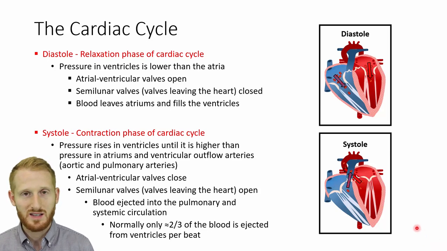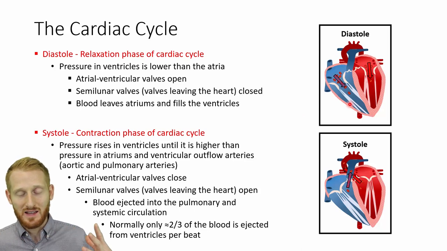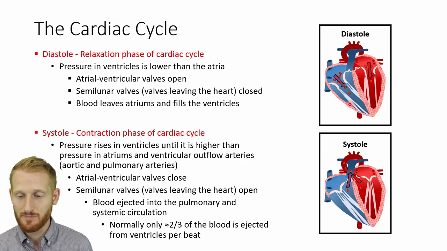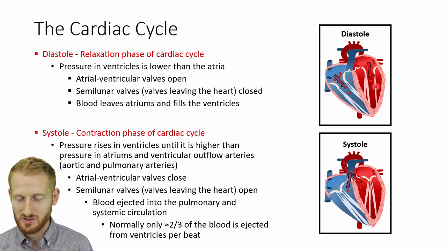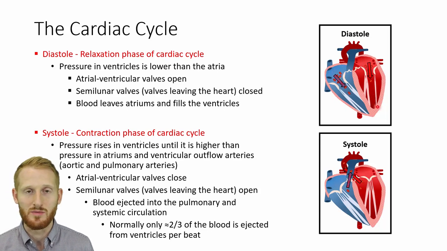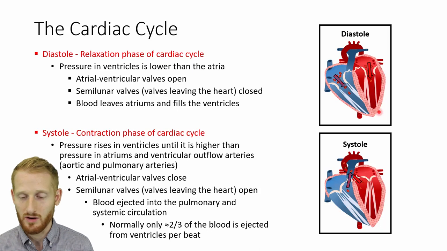So the cardiac cycle can be split up into diastole and systole. Diastole is the relaxation phase of the heart. This is the period of time where the left and right ventricle relax. They dilate, so they get bigger, and when they do that, they have a lower pressure inside. This creates a suction that opens the AV valves between the ventricles in the bottom and the atriums in the top, and that causes blood to flow into the bottom chambers of the ventricles of the heart.